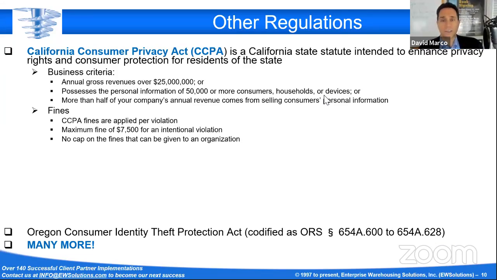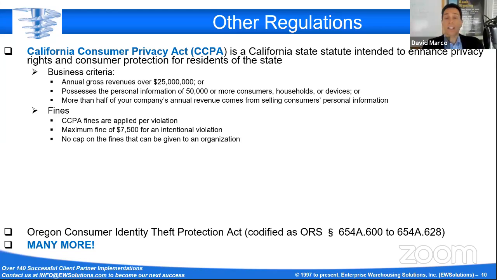Another piece of regulation that many of us are aware of is the California Consumer Privacy Act, the CCPA. And this is a Californian state statute that really is to defend people's privacy. Here are the criteria. So this regulation only applies to companies who have annual gross revenues above $25 million. Here's the key word coming up: or, not and, or process the personal information of 50,000 or more consumers, households, or devices. Again, another or, not an and.